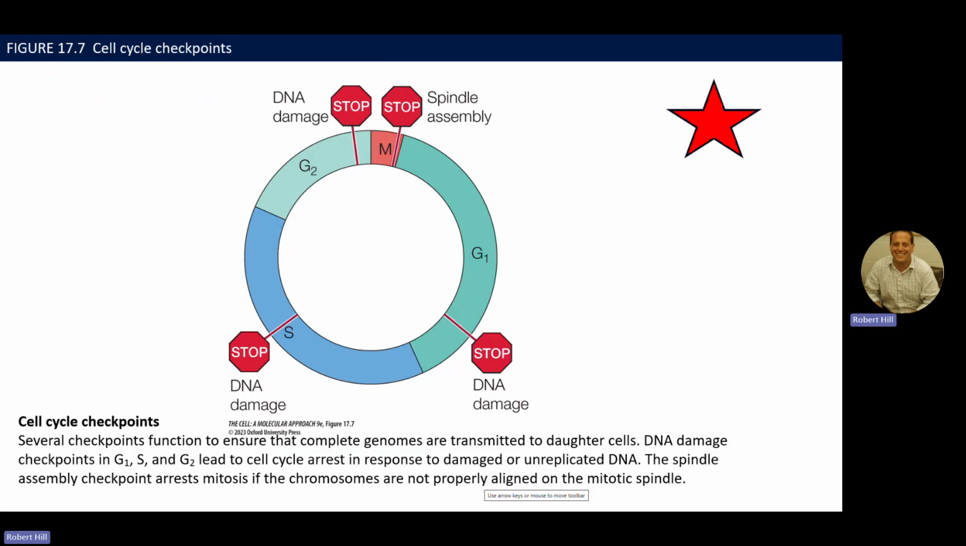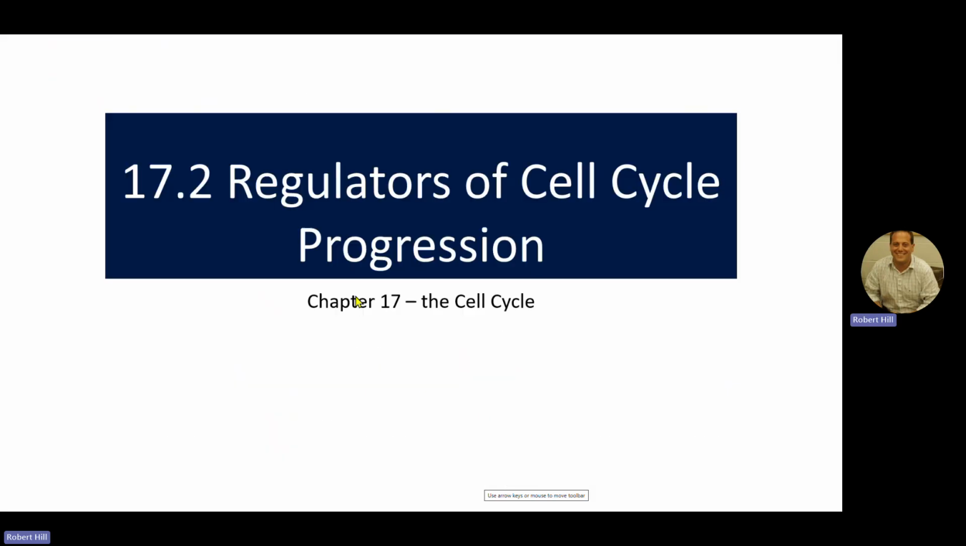So these DNA damage checkpoints detect unreplicated or damaged DNA, and they halt progression until repair is complete. The spindle assembly checkpoint will arrest mitosis if chromosomes are misaligned, and if they're misaligned, that could cause unequal segregation. Right. So, the cell cycle is not just a simple timer. It's a quality control system as well.